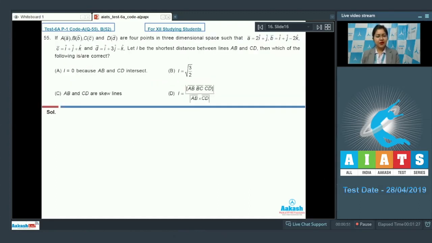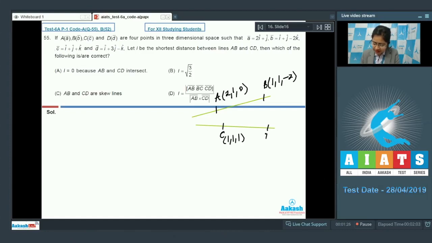Let's now discuss question number 55, which says that if A, B, C and D are 4 points in three-dimensional space such that the A, B, C, D vectors are given to us, let L be the shortest distance between the lines AB and CD, then which of the following is or are correct? Let us draw the lines AB and CD. Let this be AB. So the point here is A, that is 2, 1, 0, and the point B on it, that is 1, 1 and minus 2, and next point C, that is 1, 1, 1, and next point is D, that is 1, 3, minus 1.